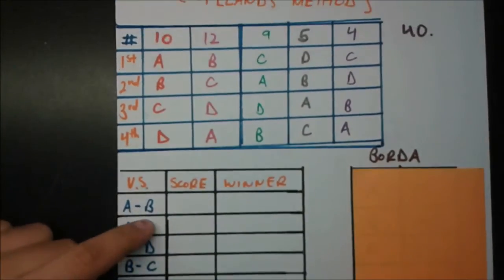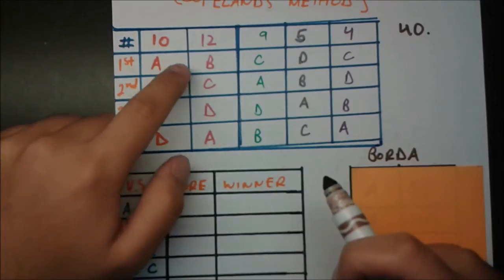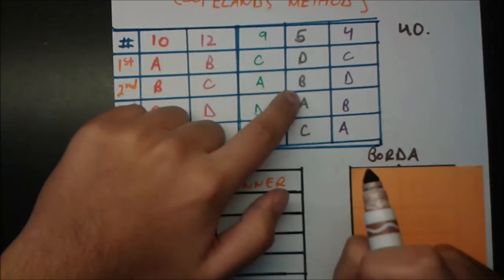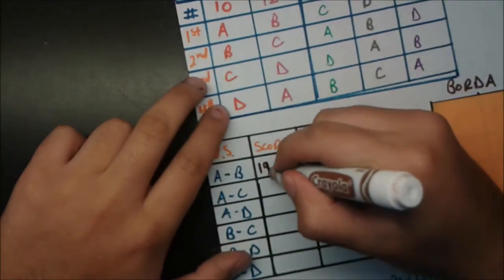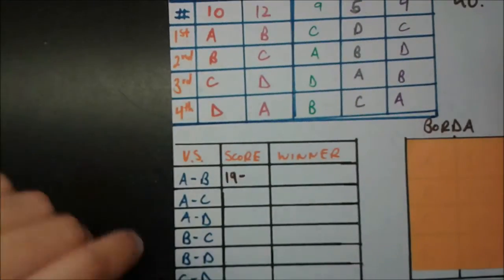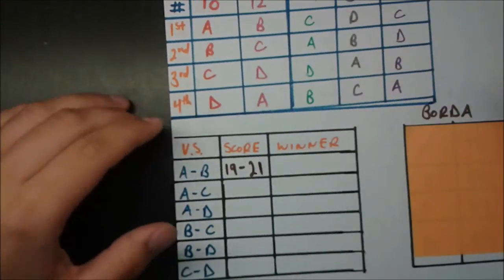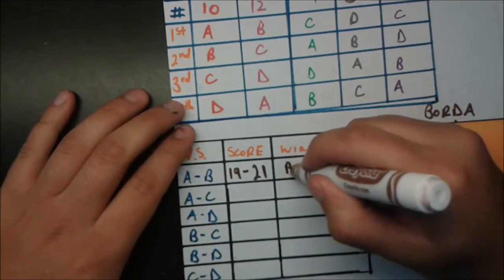So A versus B, who's going to be the winner? Well, who gets these 10 votes? A gets these 10 votes. A does not get these votes. A gets these 9 votes, and then A loses these other votes. So A has 19 votes total. So the score is 19-2, and we can calculate B, but since we know there's 40 voters, this is going to have to be 21. So it's 19-21. Who's the winner in this case? It's going to be B.